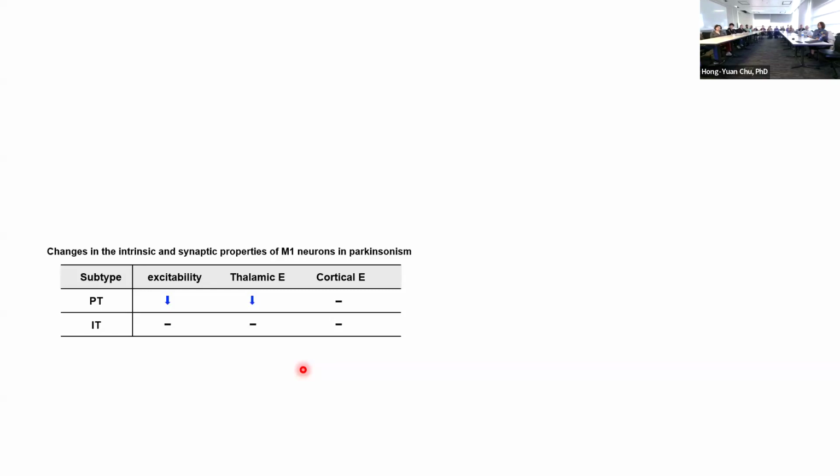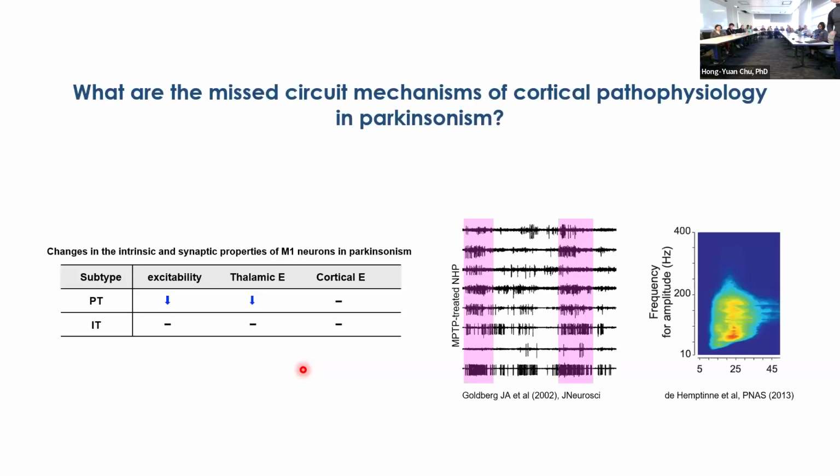So we see that after loss of dopamine, there's reduced intrinsic excitability of M1 PT neurons and reduced thalamic excitation to M1 PT neurons, but no change in the cortical excitation. And we did not see any changes in the IT group. Again, this observation is very important. It can explain the reduced firing frequency of PT cells in the Parkinsonian state, but it's still hard to explain how they synchronize the bursting activity of PT cells and resonate with the thalamus. So we must be missing something. The question would be, what's the missing piece in this whole picture that may lead to this highly synchronized pattern of activity?